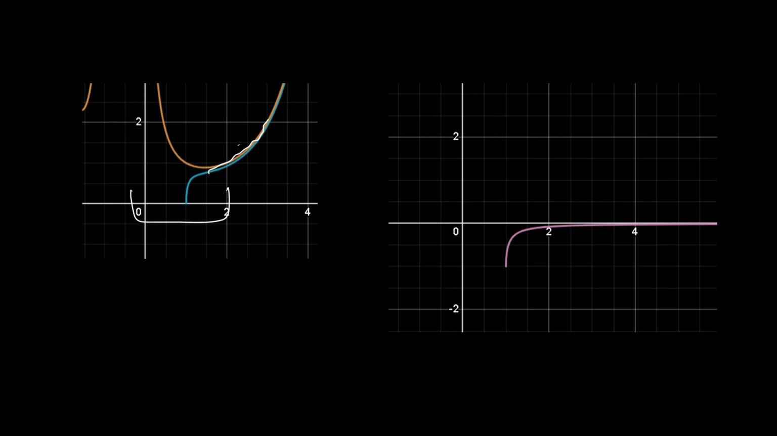This error graph is actually a little bit different than it was before. Before we had gamma of x minus our approximation of gamma of x. In this case, it's gamma of x over our approximation of gamma of x minus 1. Or maybe it's actually the other way around.